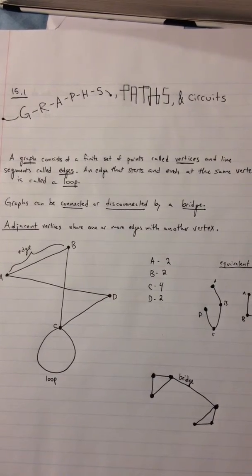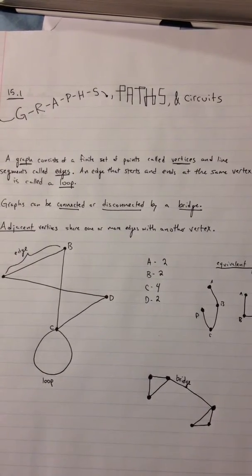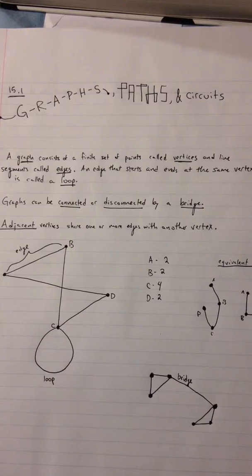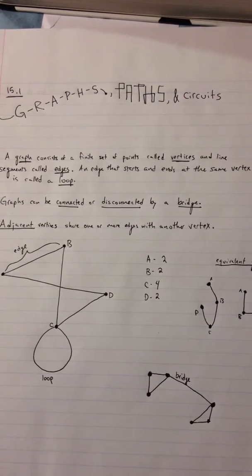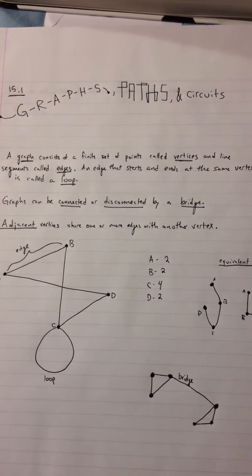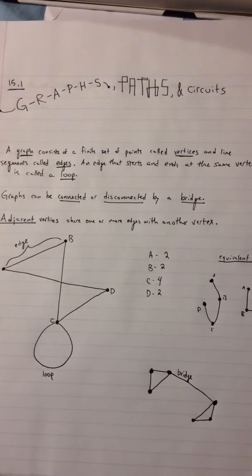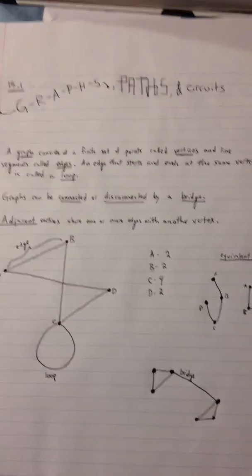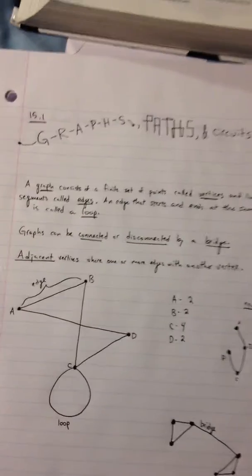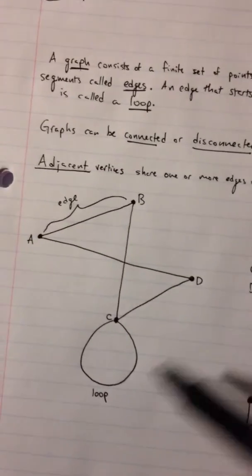A graph consists of a finite set of points called vertices and line segments called edges. An edge that starts and ends at the same vertex is called a loop. Graphs can be connected or disconnected by a bridge. Adjacent vertices share one or more edges with another vertex. Okay, so I know that just sounds like a lot of words, but it's actually really easy.